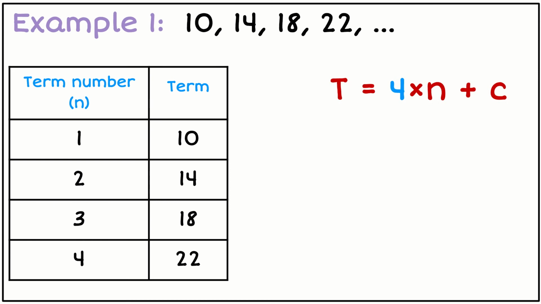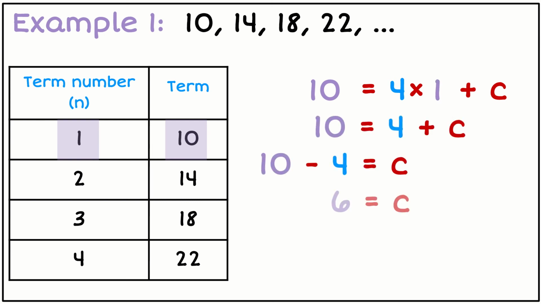So we start with that equation, and we know that the term number 1, the first term, has a value of 10. If we substitute that into the equation, we get 10 equals 4 times 1 plus c. So I can simplify that. 4 times 1 is 4. And then I move the 4 to the other side of the equation, and it becomes minus 4. And 10 take away 4 is 6.